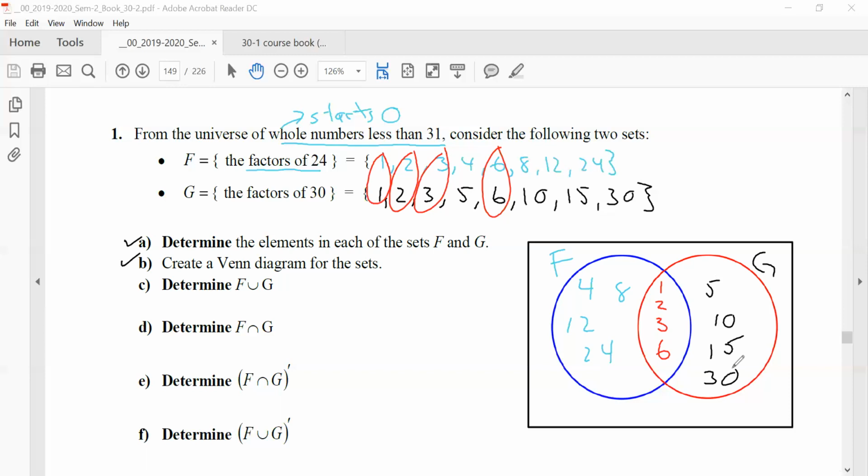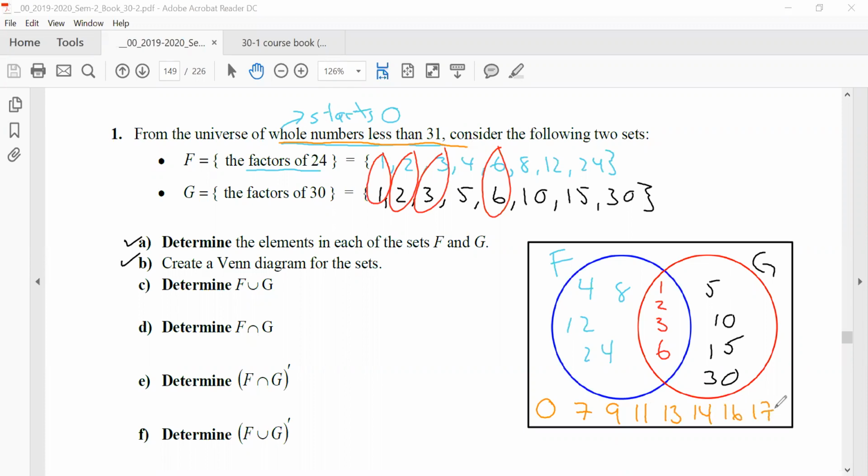Okay. Now, don't forget, and it's an easy thing to forget, that out here in this region of our Venn diagram is a bunch of numbers. We can't forget that this universe is defined as the set of whole numbers that are less than 31. So we have a bunch of numbers out here. We're missing 0, 7, 9, 11, 13, 14, 16, 17.